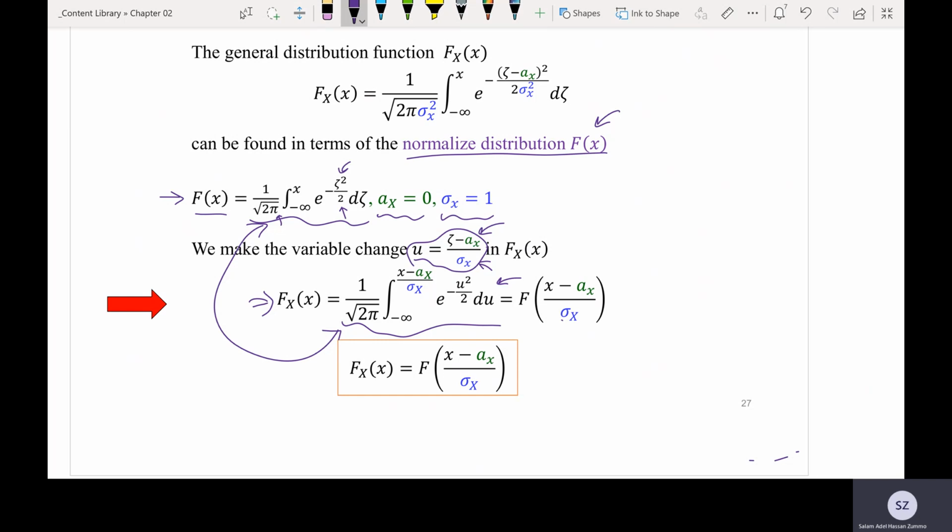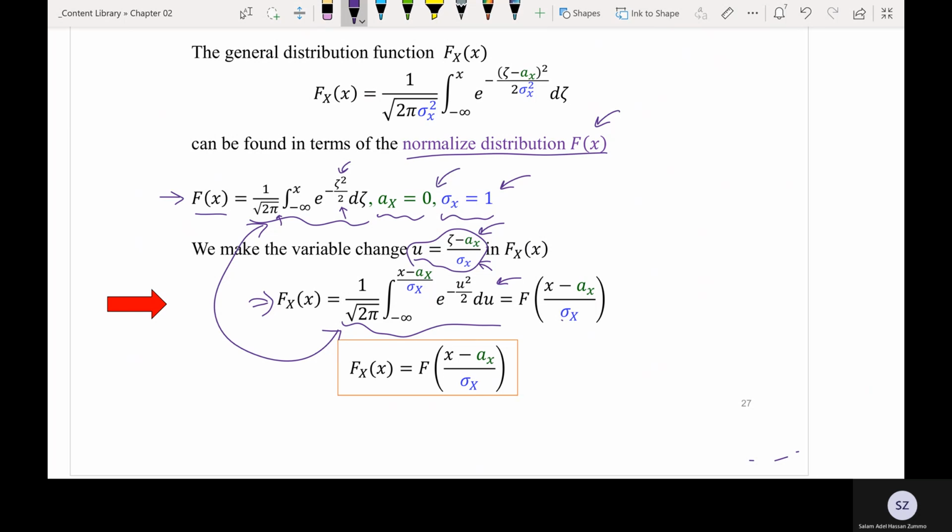Let me go back again. This is not a good way to build tables because I need to build the table for a specific a_X and sigma. This is not practical because I would simply need an infinite number of tables. So now we need to find a way to do it using one table, a table for what we call the normalized Gaussian distribution with 0 mean and variance equal to 1, a standard deviation equal to 1.